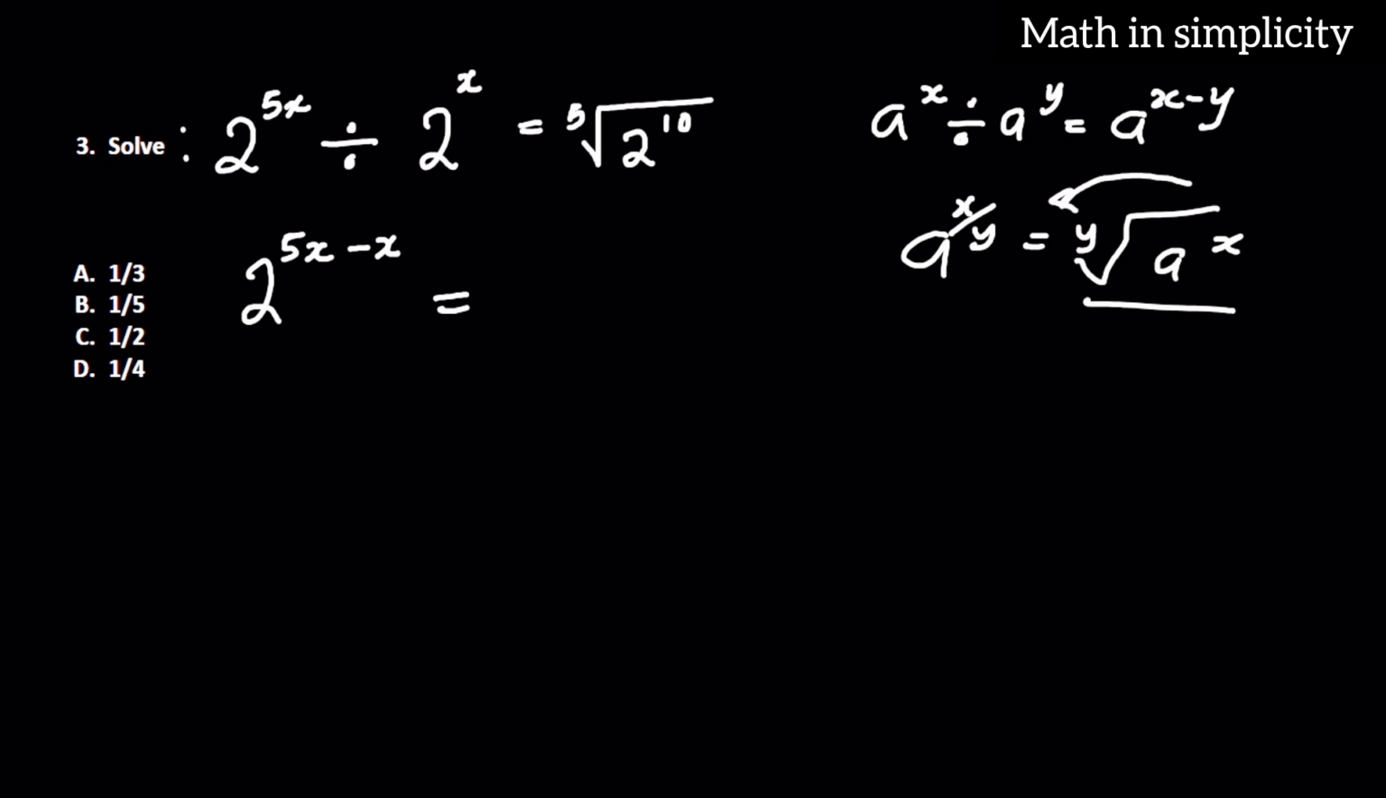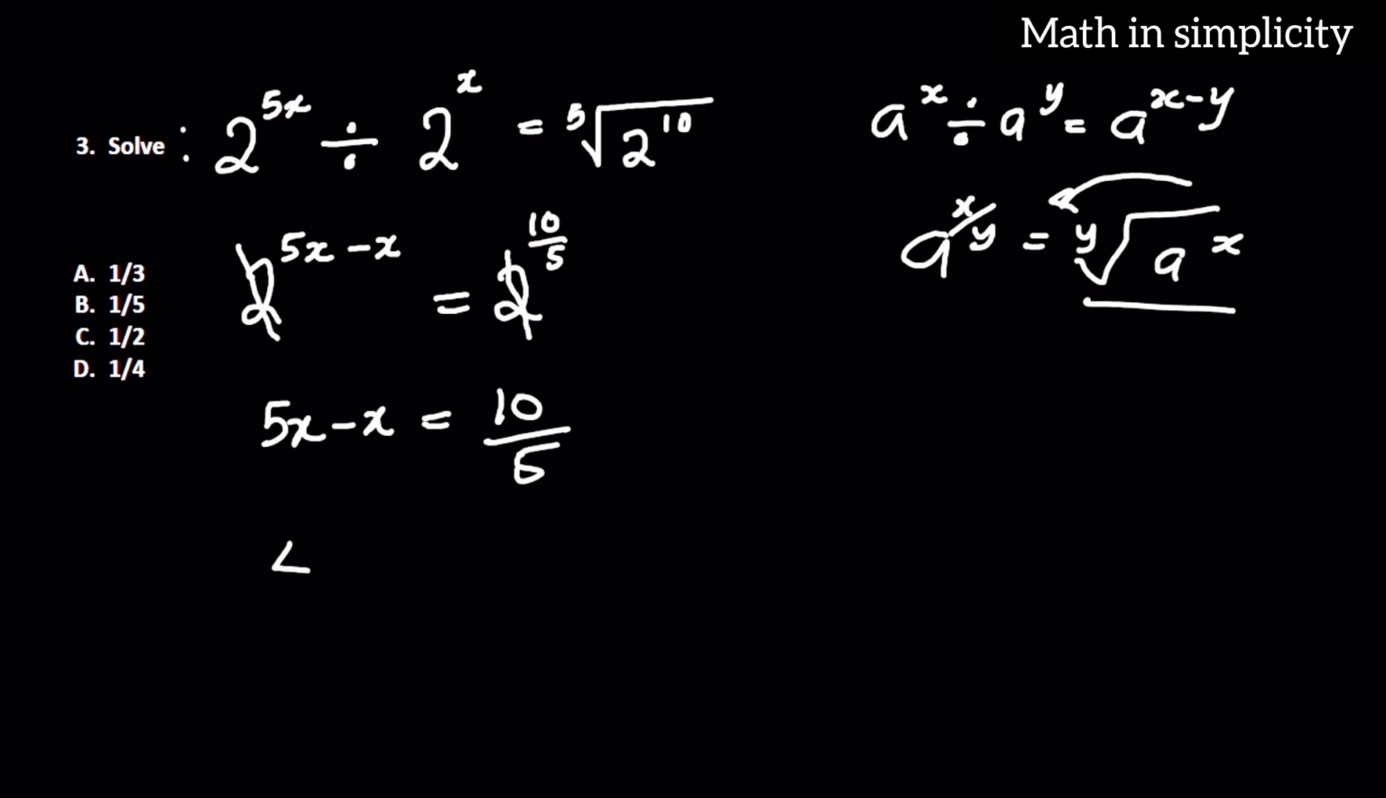That is the same thing as 2 raised to the power 10 over 5, right? The denominator is the root, while the numerator is the power. So this is what we have. It becomes very easy to simplify if you know the laws of indices. If the bases are the same, we can just cancel and then equate the powers and solve. So 2 and 2 are going to cancel. So basically we have 5x minus x equal to 10 over 5.